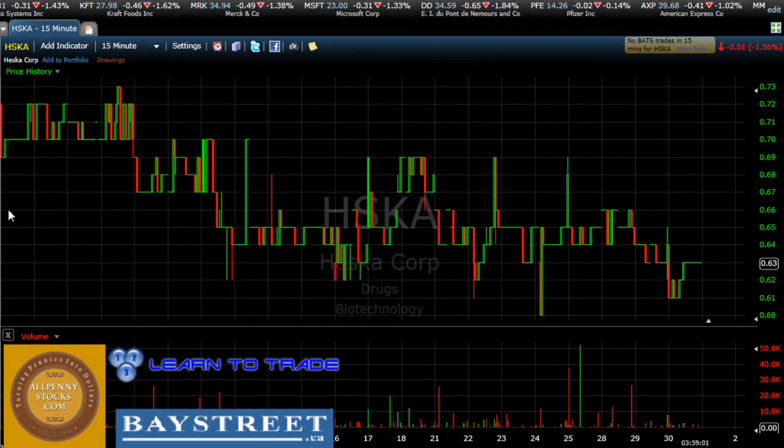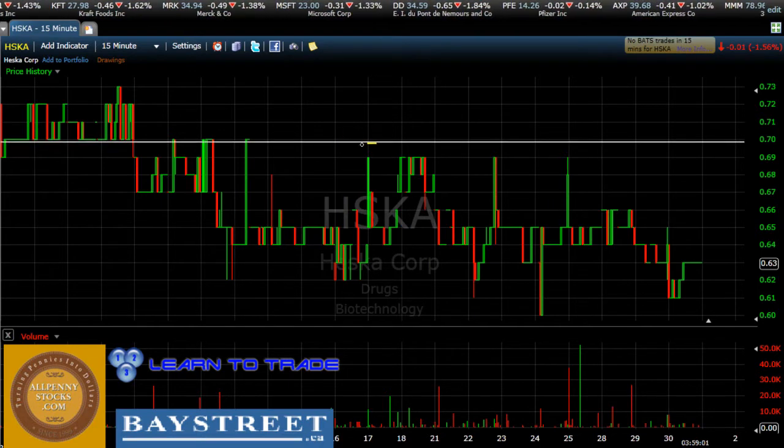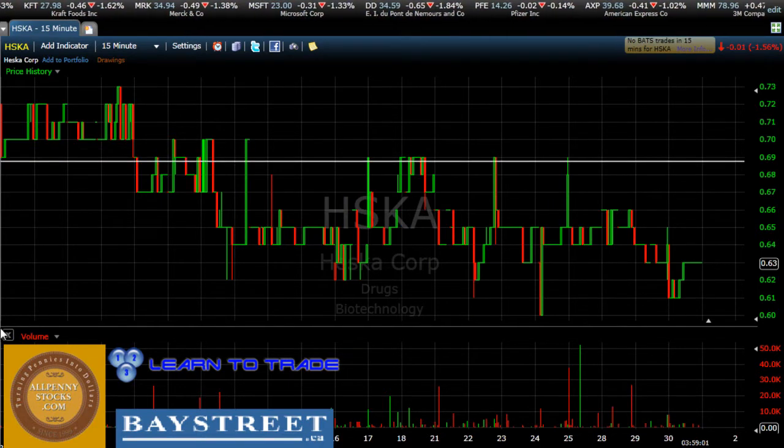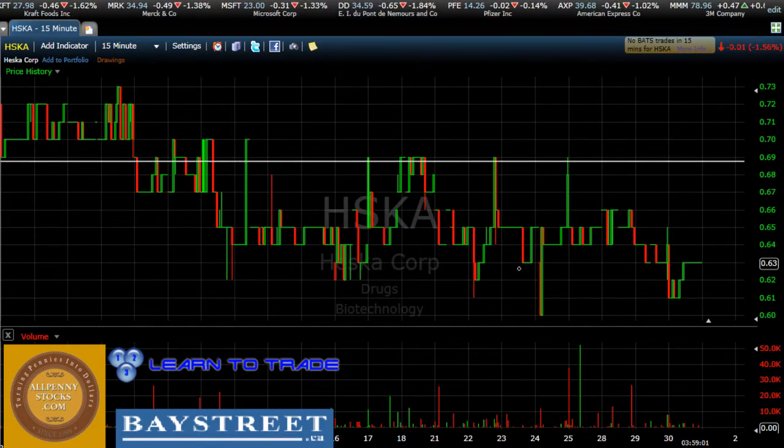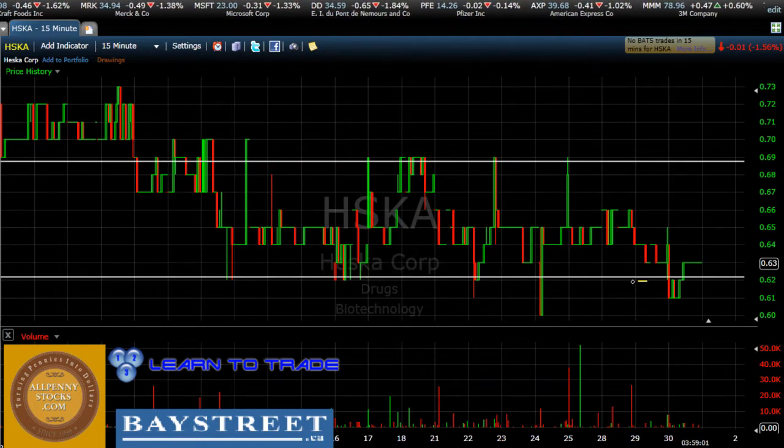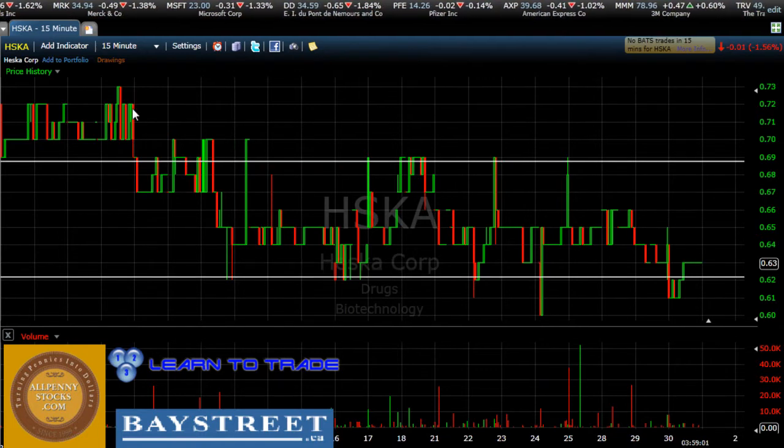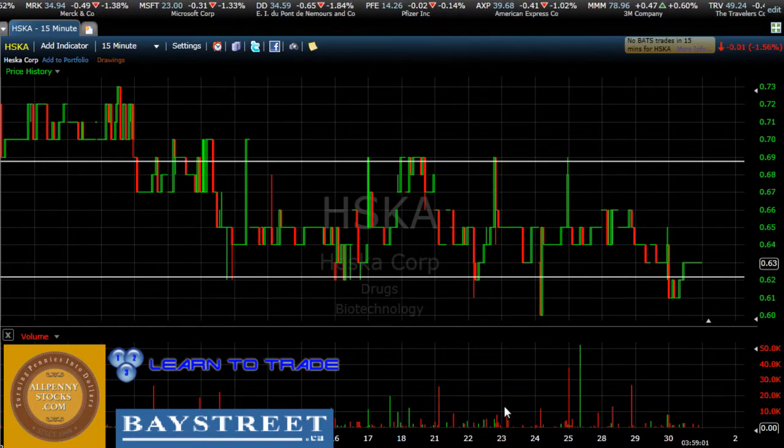Right now we're taking a look at the 15-minute chart of HSKA, and we can see that price is basically moving back and forth within a price channel, with an area of resistance occurring around the 69-cent area, and an area of support occurring right around the 62-cent area.